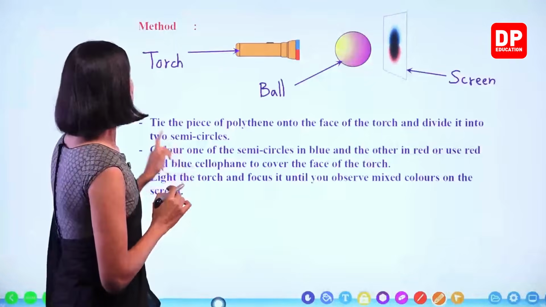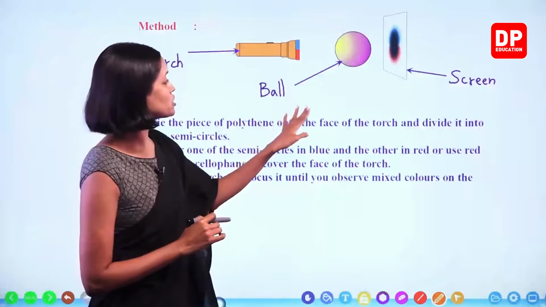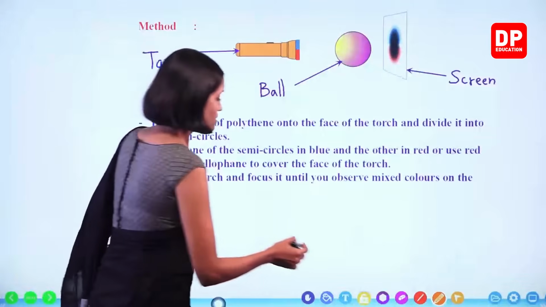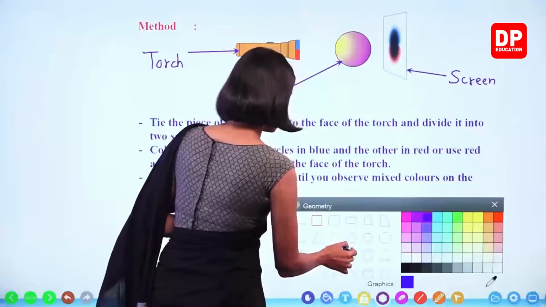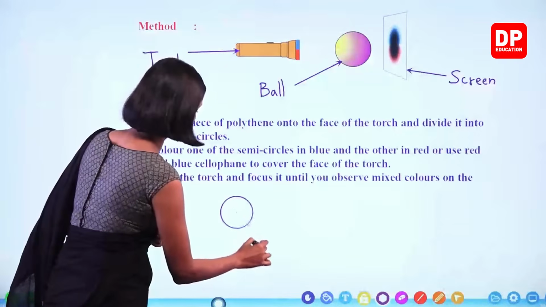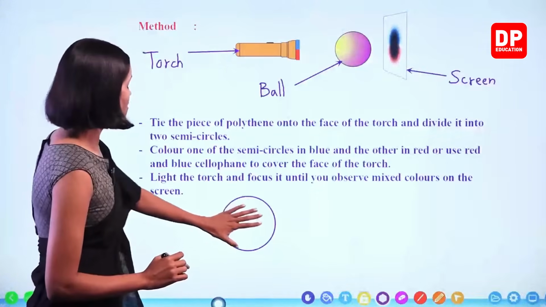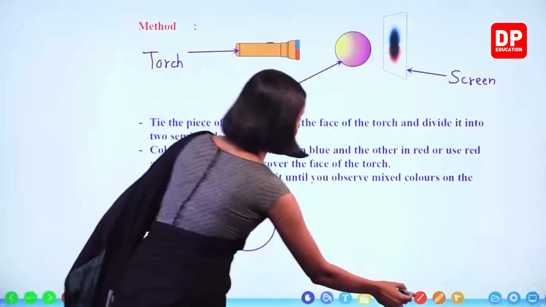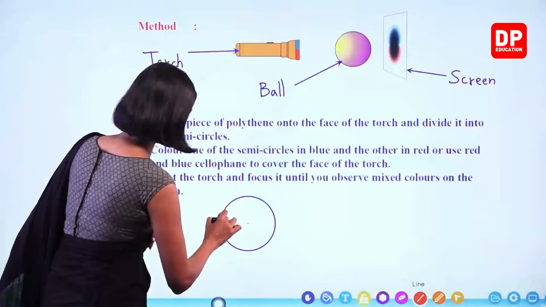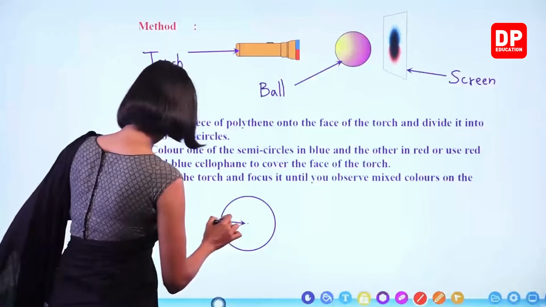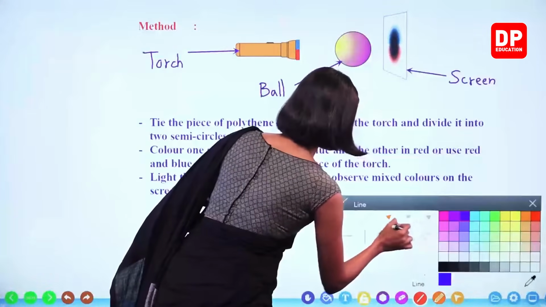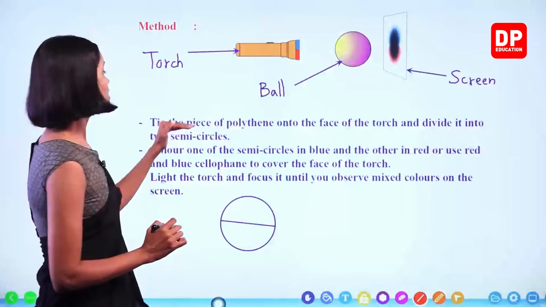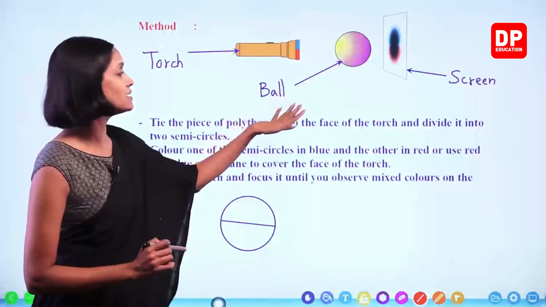Right, children. Tie the piece of polythene onto the face of the torch and divide it into two semicircles. Right? So let's consider if this is the face of the torch. You have to wrap this part with the piece of cellophane and you have to divide it into two parts, two semicircles. Right, like this. Color one of the semicircles in blue and the other in red.